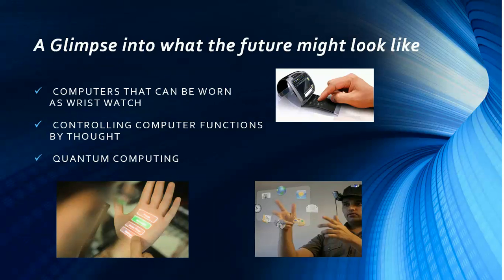Second, controlling a computer's functions by thought. This is something that can't even be imagined. This is going to be an invention that will change the definition of technology. Third, quantum computing. Quantum computing shows that technology in the coming years will reach a level that it will also include physics and nanotechnology with itself.